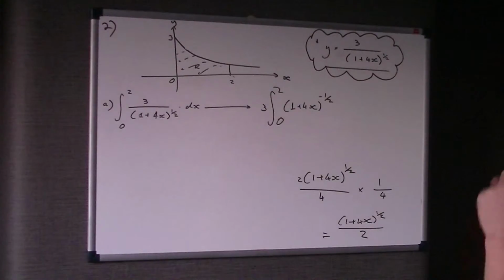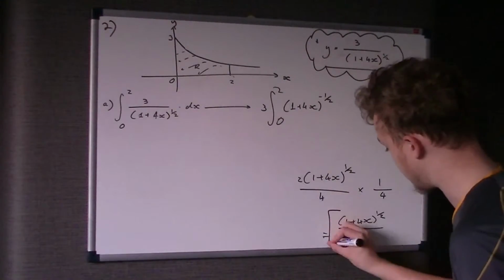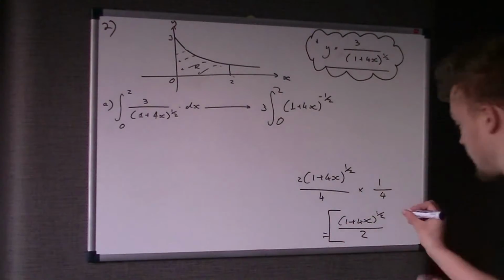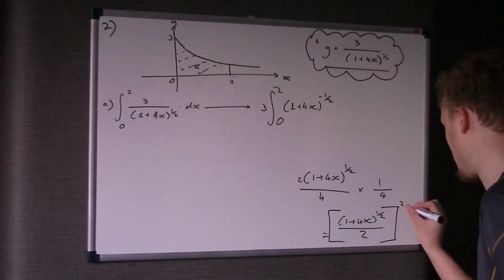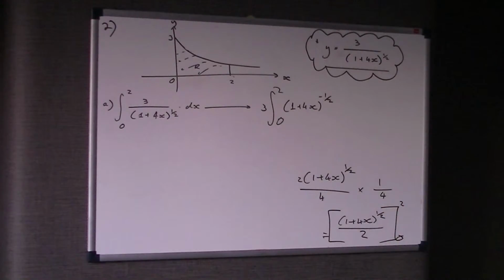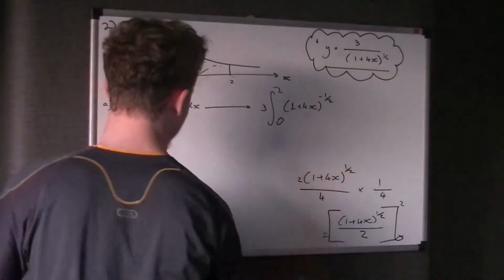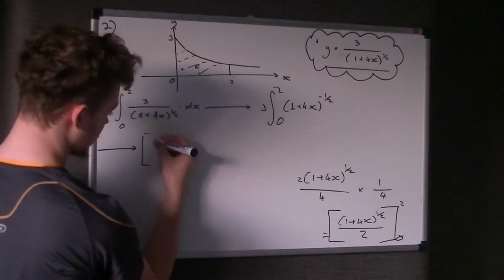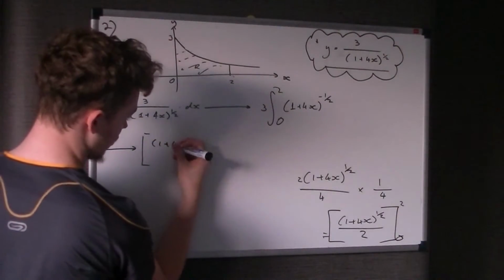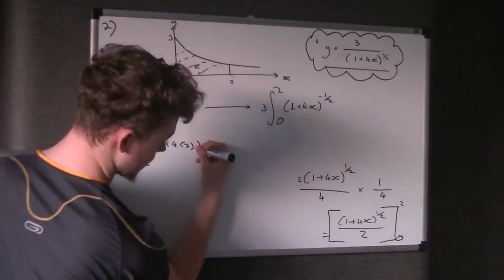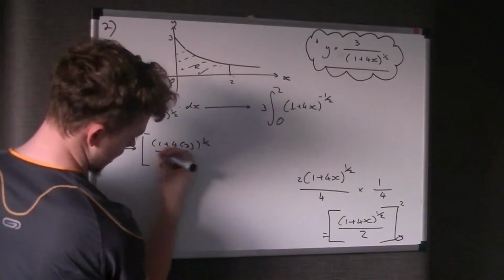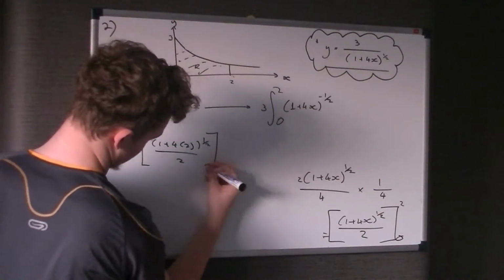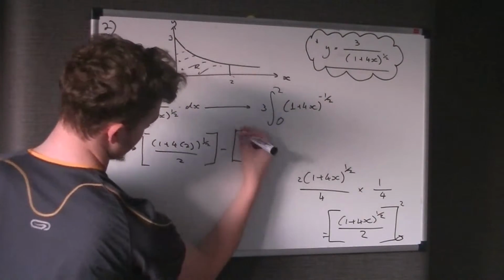But we're going to integrate that between the limits of 2 and 0. So that's integrated, and now we're just going to sub in 2 and 0 and take them away, like you would normally in an integration question. So the answer is: 1 plus 4 times 2, square rooted, over 2, and then we take that away.